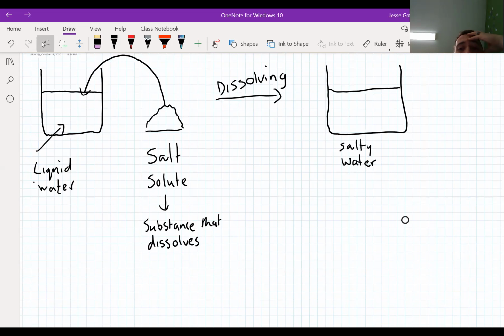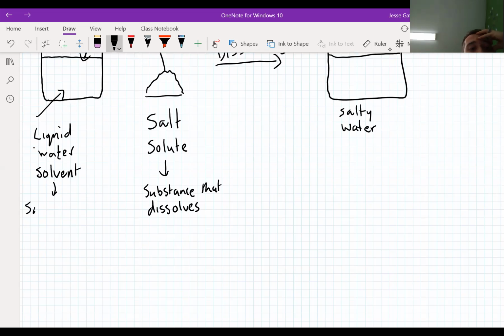I want you to tell me now which one of these substances that are left, either the liquid water or the salty water, is called the solvent? Say it out now. If you said the liquid water, well done. The liquid water is the solvent in this example. Why is it the solvent? Well, it's the substance that does the dissolving. The substance that does the dissolving, we always call the solvent. It's usually a liquid. In this case, it is a liquid.